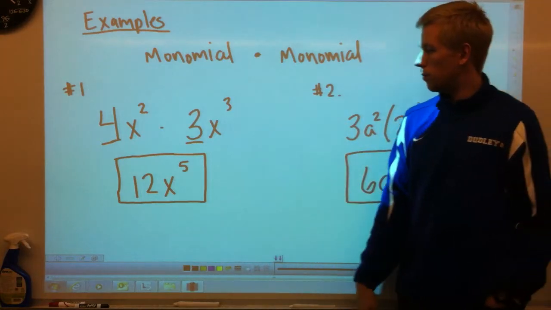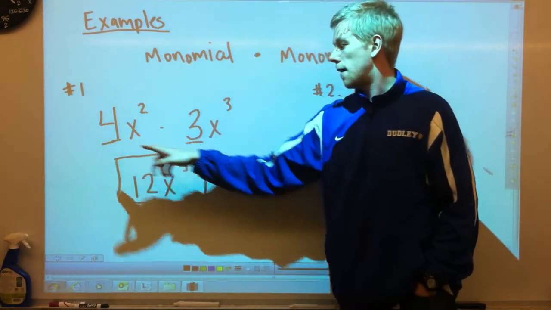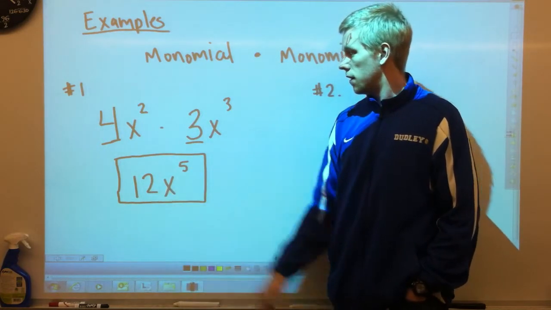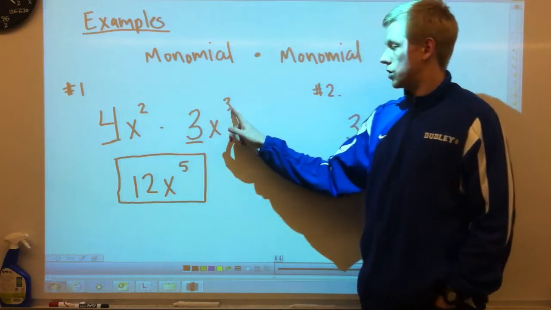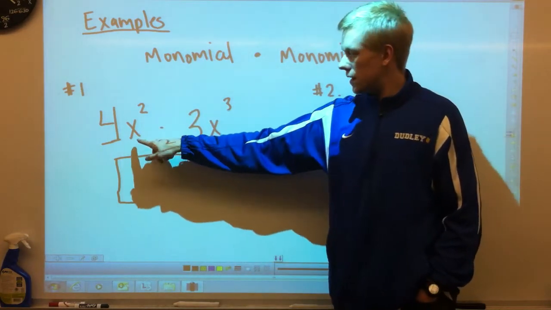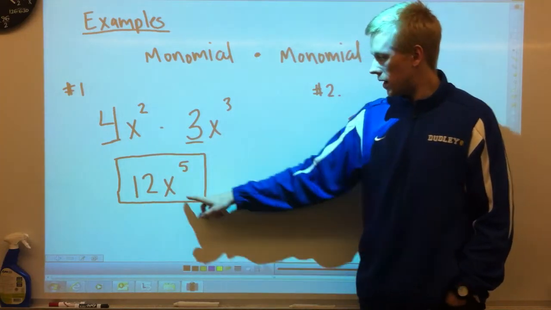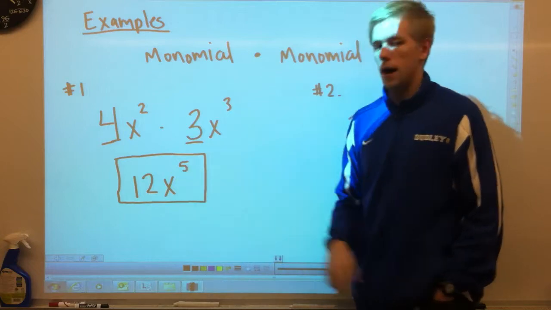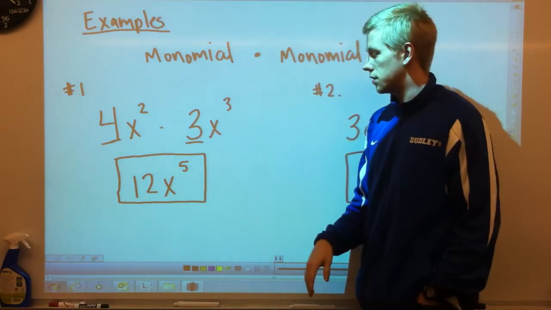So when we do that, we multiply the big numbers. So we're going to multiply 4 times 3. That is 12. Since we're multiplying, we get 12. And then we add the little numbers, which are our exponents. So we do 2 plus 3. And we know we can add those because they have the same base. So I can go ahead and write x down here, and then when I add 2 plus 3, I get 5. So my answer for that was 12x to the 5th.